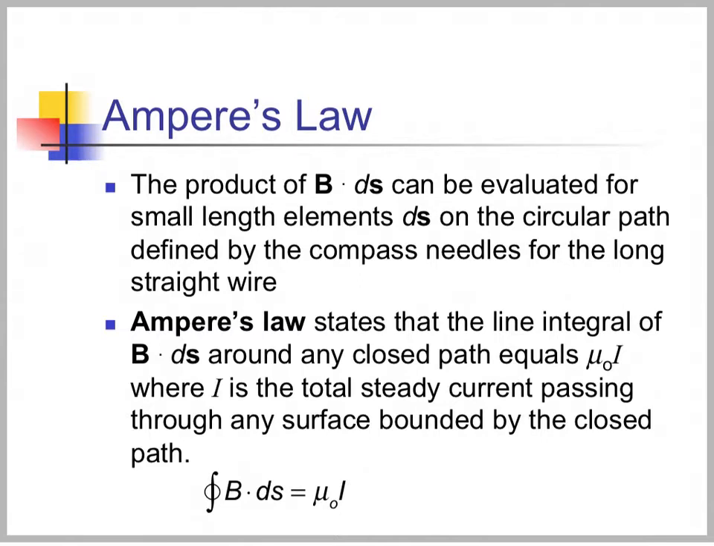So in Ampere's law, the product of B dot ds is evaluated for small length segments ds on a circular path defined by the compass needle for long straight wires. Ampere's law states that the integral of B dot ds around any closed path is equal to mu naught I, where I is the total steady current passing through any surface bounded by the closed path. Or the integral of B dot ds, and the integral of the circle, remember, it means over a closed path, is equal to mu naught I enclosed.